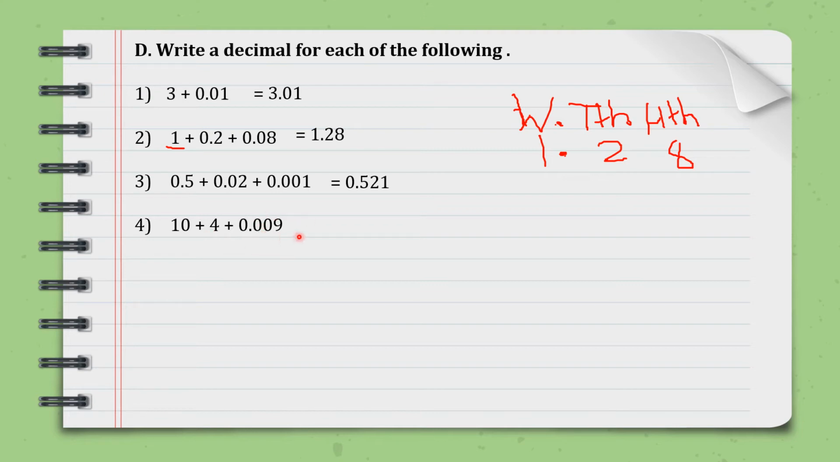So we will write down this as it is. So in place of this we will write down 14 and 009. Next is 5 plus 0.1 plus 0.09 plus 0.08.